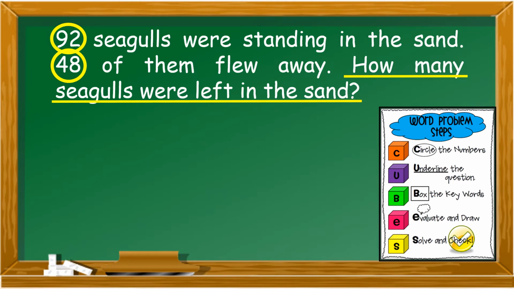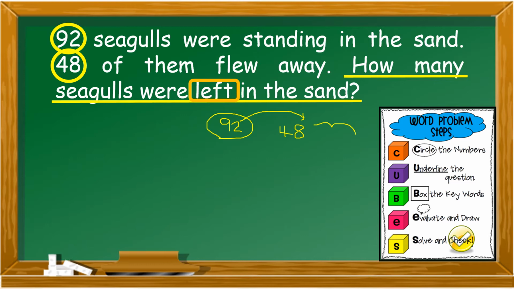Do we have any keywords there that will help us to know what we're going to do? You are correct. Left. Now, let's evaluate and draw. I'm not really going to draw, but let's just use something to demonstrate the story. First, we had 92 seagulls in the sand. 48 of them flew away. So from this 92, 48 flew away.